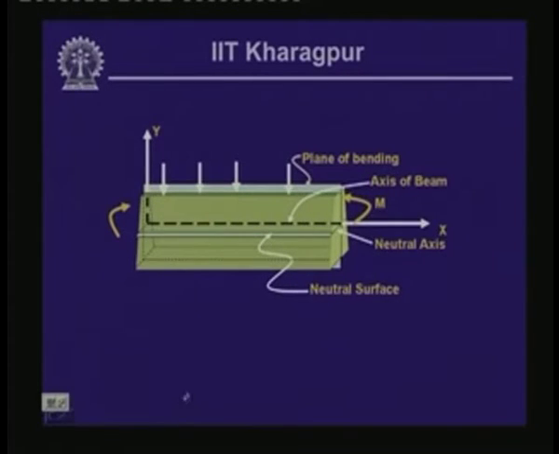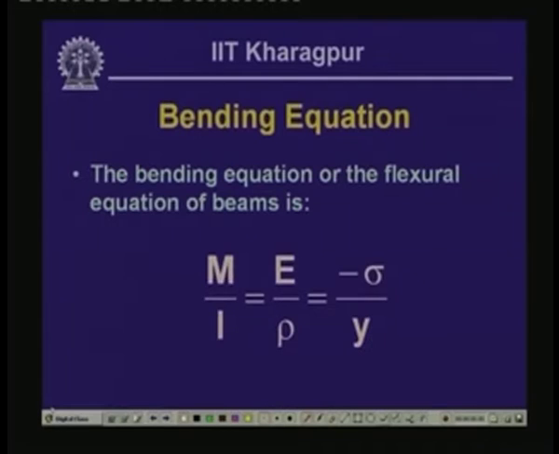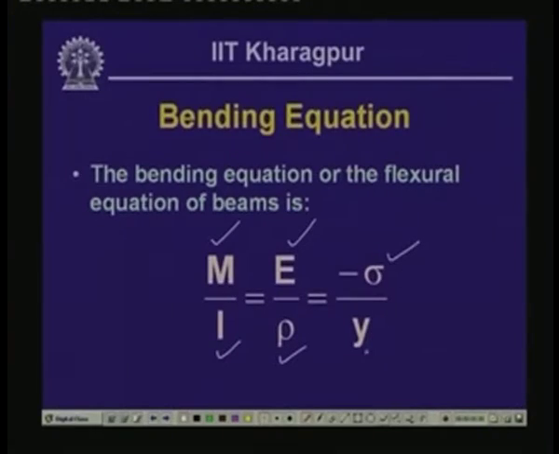So, this is the axis of the beam and this is the neutral axis of the cross section. Now, in the bending equation, M is the bending moment, I is the moment of inertia, E is the modulus of elasticity, rho is the radius of curvature of the neutral axis, sigma is the stress, and y is the distance of the point where we are trying to find the bending stress. In a beam at a particular cross section, if we want to evaluate the bending stress, the location of that point with reference to the neutral axis will be known, and hence the distance y will be known.